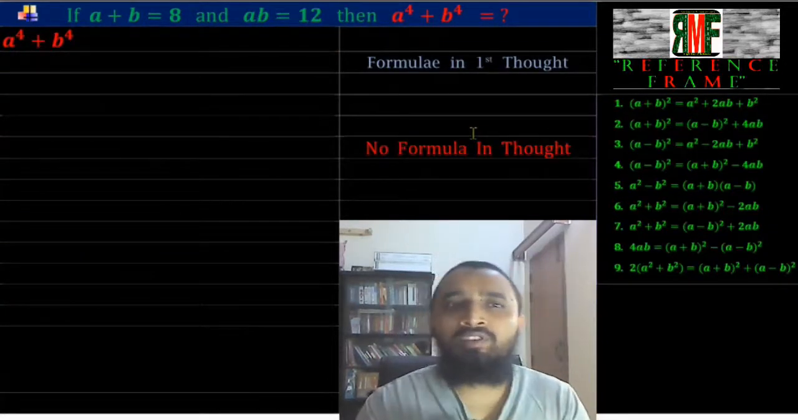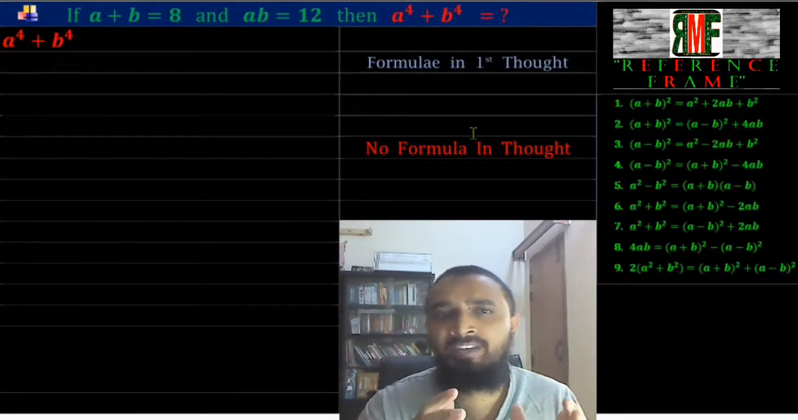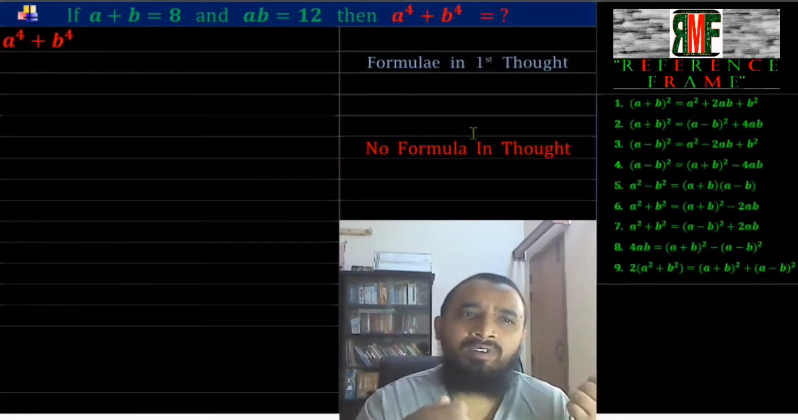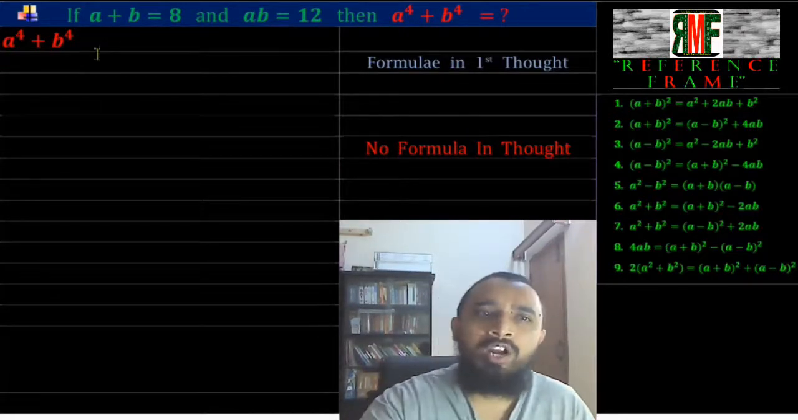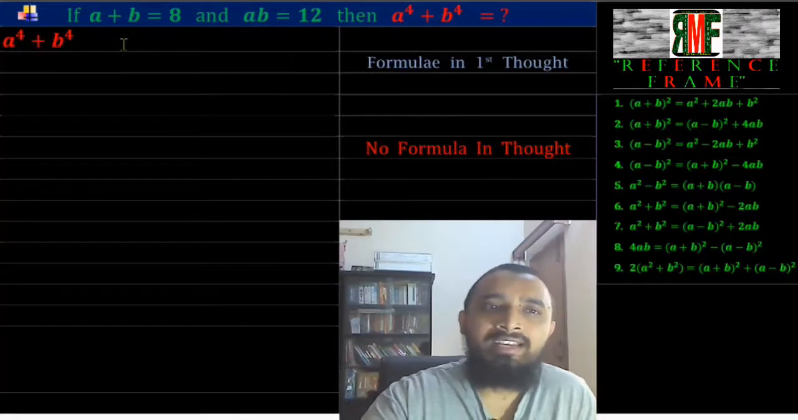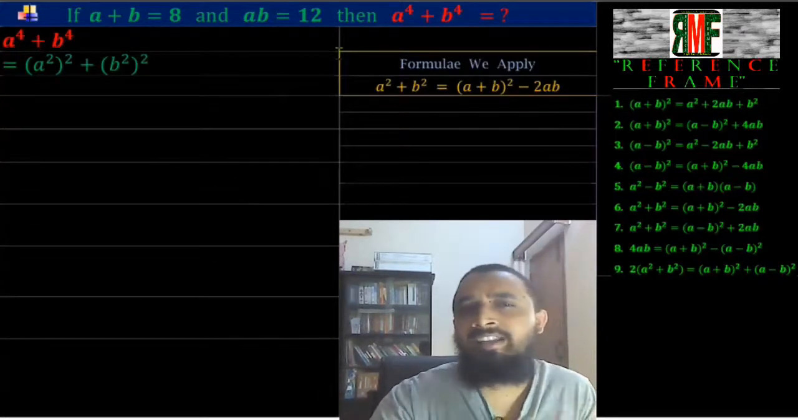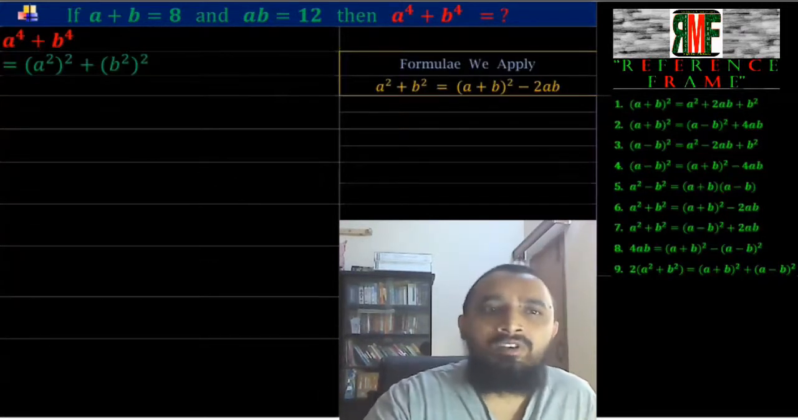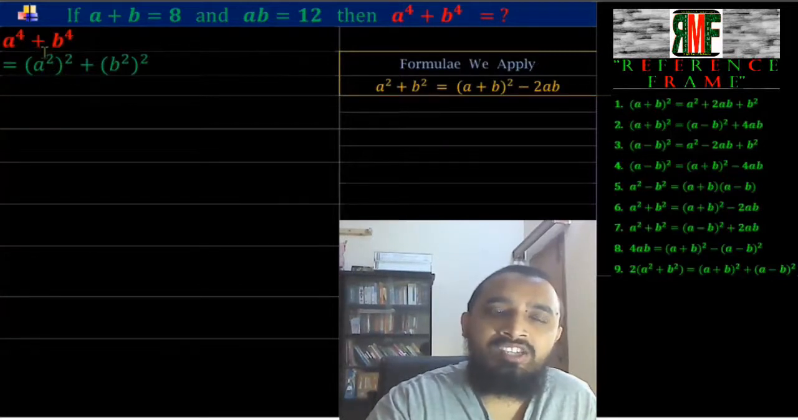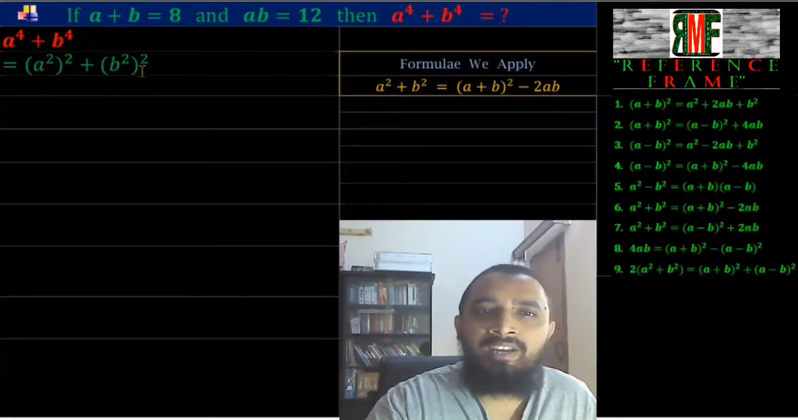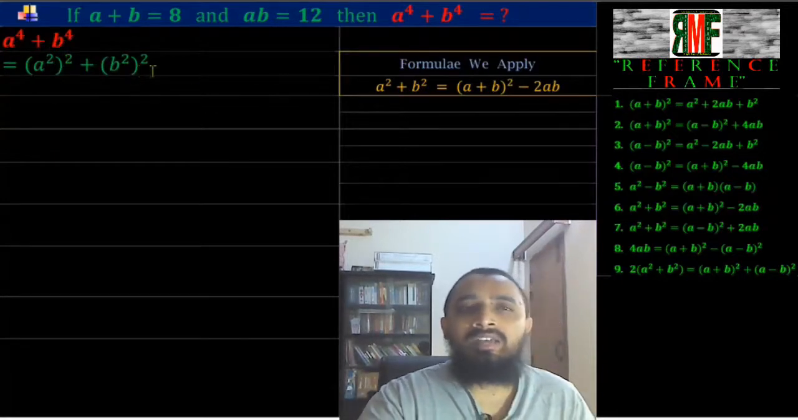This time we are asked to find the value of a to the power 4 plus b to the power 4. So like the previous one, we just need to reduce them into order 2, that means into second order. So this is just like the previous one. Now look, for this portion we can apply the corollary. Here a square works as a, just like the previous one, b square works as b. So a square plus b square, we can apply the corollary.